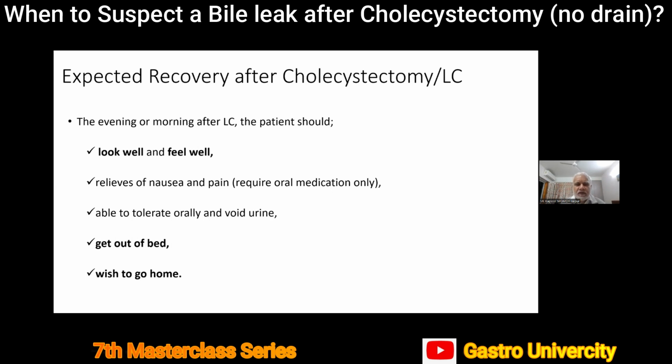She may have some nausea and some pain depending on the sensitivity of the patient, but it should not be so severe that it requires injectable. Either she should be able to tolerate it, or at maximum you may have to give some oral medication which should relieve it. She should have taken a cup of tea, maybe a few biscuits. She should have gone to the toilet and passed urine on her own, which means that she's out of bed. And she should be asking you, doctor, can I go home? That is what is expected after an uncomplicated lab chole in an otherwise healthy, fit patient who has no severe comorbidity.